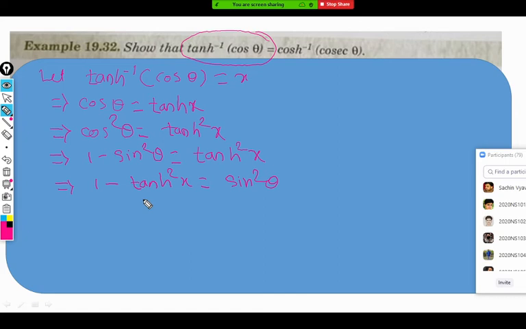Anyone? Sec h square x. Pardon? Sec hyperbolic square x. Yes, very good. Sec h square x, it is the secant hyperbolic square x. It is by hyperbolic identity. Actually there is 1 plus tan square is sec square, but as tan square is there with a minus sign, because of that it is sec h square. Now we are near to the answer only.